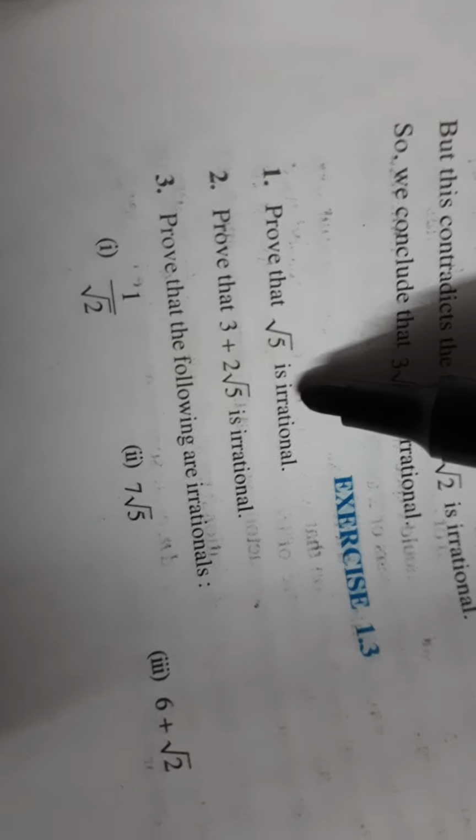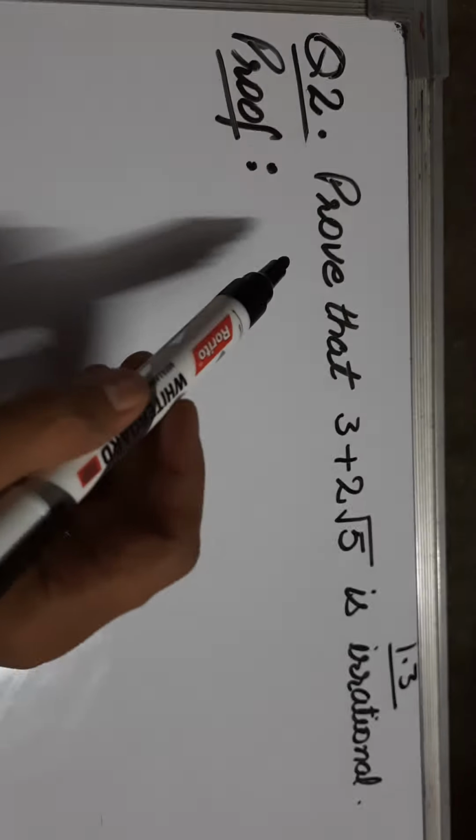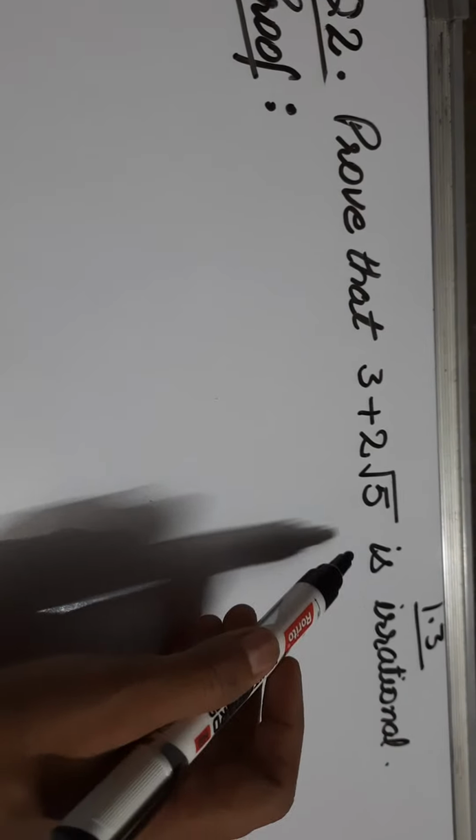Dear students, in this exercise all these questions are similar, right? Now we have already proved with the help of the theorem that the square root of any prime number is irrational. So root 5 is irrational, we proved yesterday with the theorem. Now we are going to apply the theorem on these questions. All the questions are similar and we will do all the questions in 3 parts. And what is the procedure? That I'll explain to you. Now the question is question number 2, prove that 3 plus 2 root 5 is irrational.